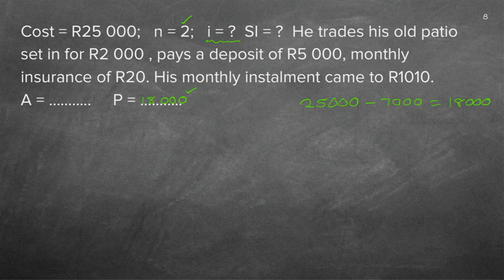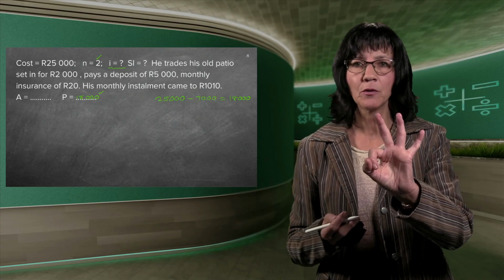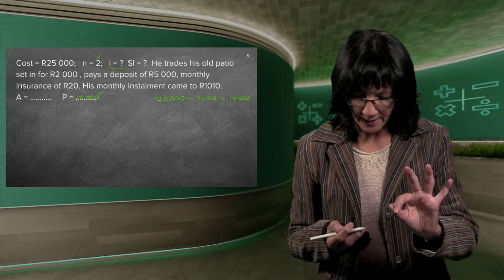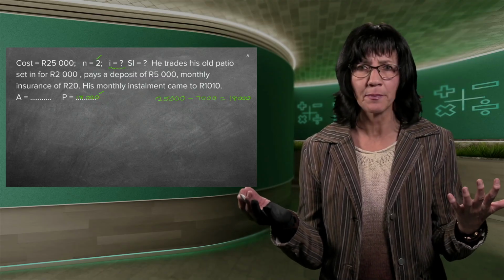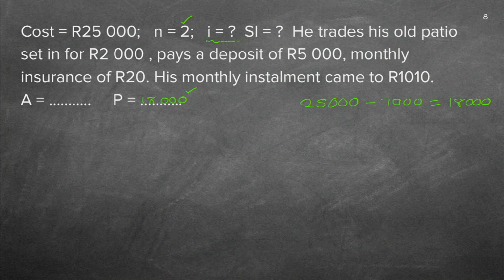Good, but now I've got 2 pieces of information. And I know he pays insurance of 20 rand, but I need 3 pieces of information, because my formula consists of 4 letters, and 3 of them must be known in order to work out the 4th one. I've got only 2 ticks there. So somehow I must check what is happening here. I need either the A or the I, but I can't find the I because the I is my question. So I need to concentrate on the A. Somehow I must find my A.